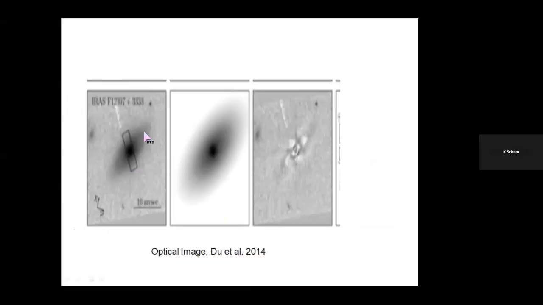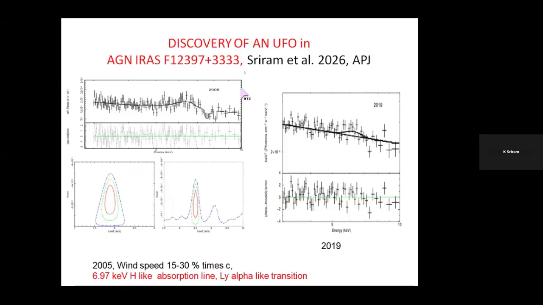This is a typical optical image of this particular source. Generally they keep a slit here, and by analyzing the spectrum we can know the mass. The mass of this black hole is of the order of 6 into 10 power 6, whereas our Milky Way black hole mass is 4 into 10 power 6. So they are similar.